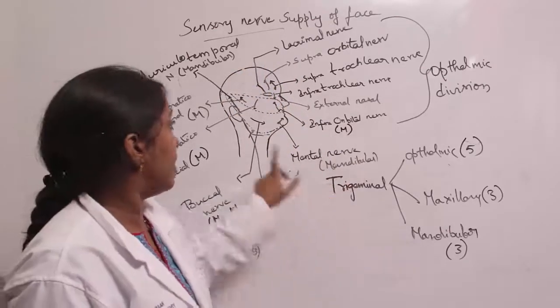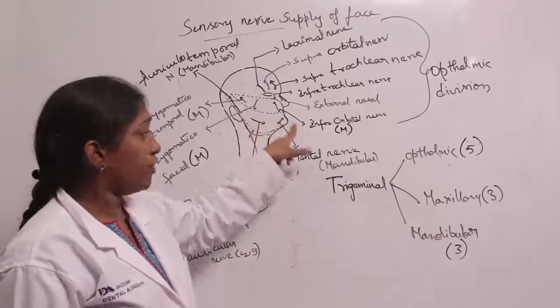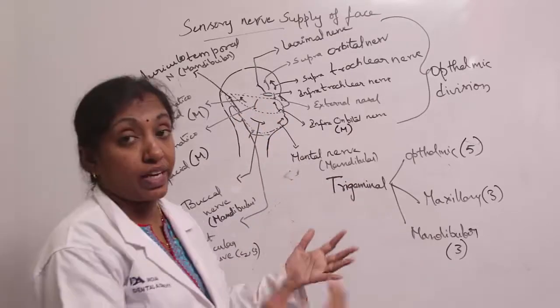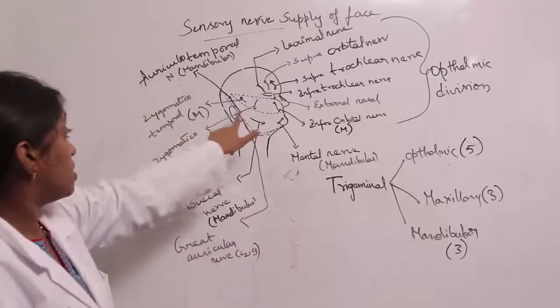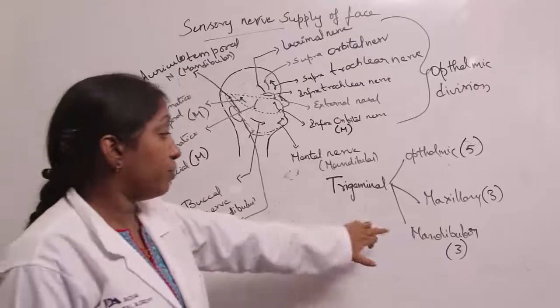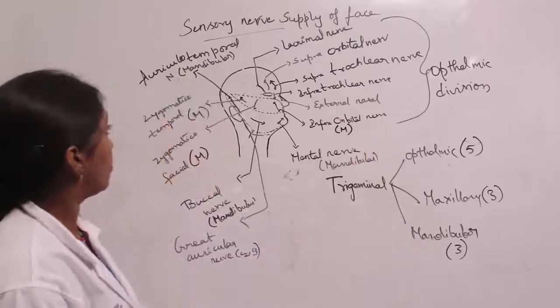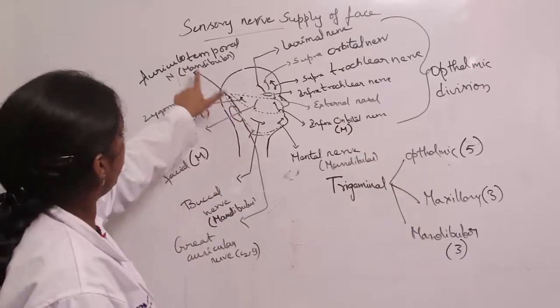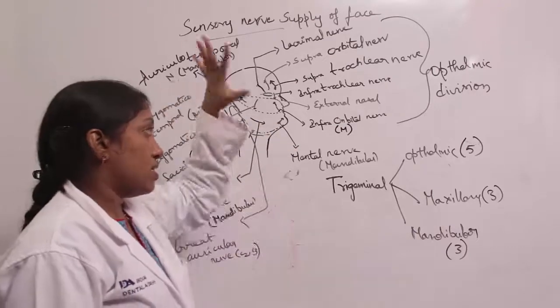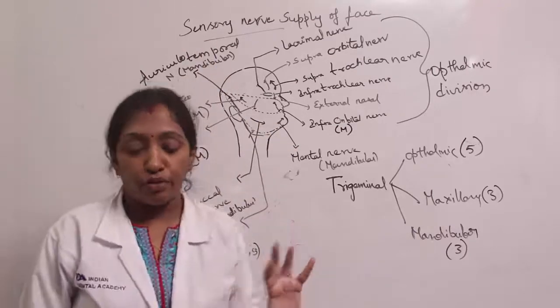And from the maxillary, the infraorbital nerve, which forms the infraorbital plexus with the branches of the facial nerve, which is a very prominent plexus, and the zygomaticofacial nerve, and also the zygomaticotemporal nerve. And from the mandibular, 3 nerves supply the face: the auriculotemporal nerve, buccal nerve and mental nerve. So that's about the sensory nerve supply of the face.